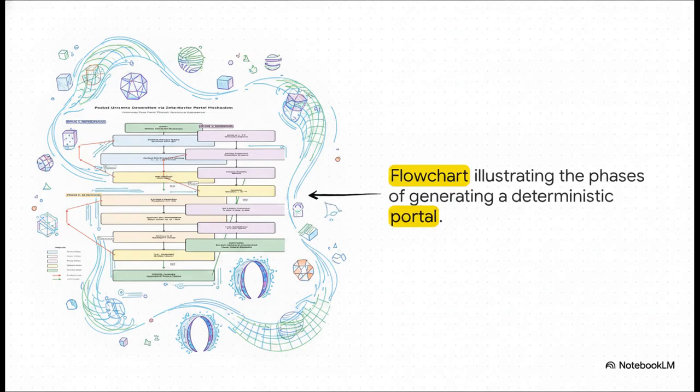Opening a perfectly stable deterministic portal is a strict sequential process. It starts all the way down at quantum state initialization, moves through stabilization phases, right up to controlled expansion. We are basically taking pure fluid dynamics and mapping them into highly structured topological engineering. Every single data point gets an exact permanent home.